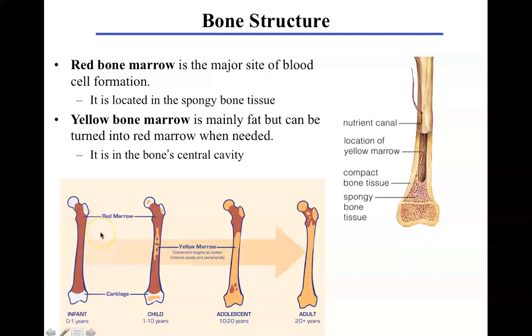As we age and develop, our bones get stronger. And so yellow bone marrow replaces the red bone marrow. By the time that we are your age, at least, we have a bunch of yellow bone marrow on the inside, and then there's red bone marrow in the spongy bone tissue on the ends. The yellow bone marrow, again, is fat, so it stores energy reserve, but it can be converted into red marrow if you need more blood being produced.